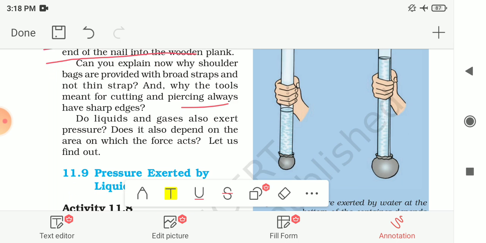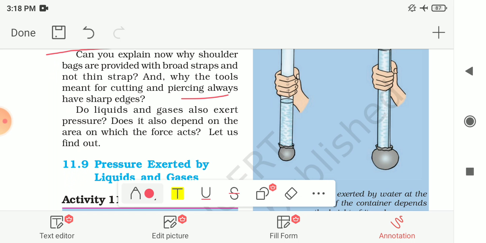Now this is about solid objects, which exert forces. What about liquids and gases? Do liquids and gases also exert pressure? Does it also depend on the area on which the force is acting? Let me find out whether liquids and gases exert pressure or not. So the next topic is pressure exerted by liquids and gases.